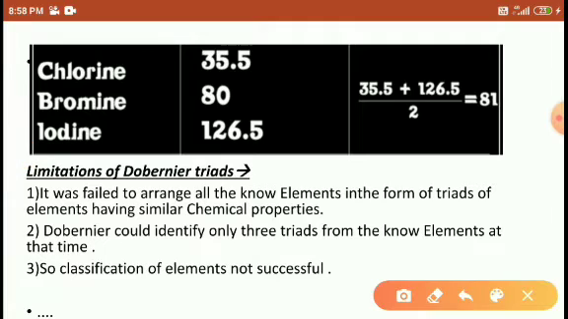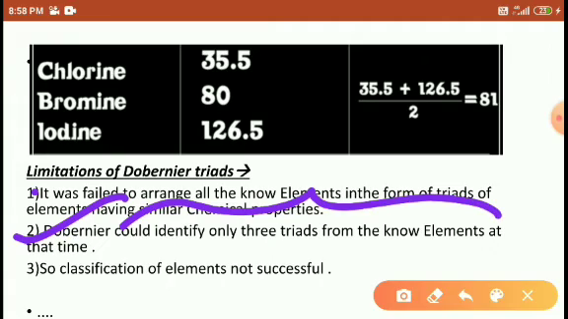He made triads only from the elements he knew. Second, he was unable to make more than 3 triads as new elements were discovered. So he was unable to make triads of those elements. So that's why this theory failed.